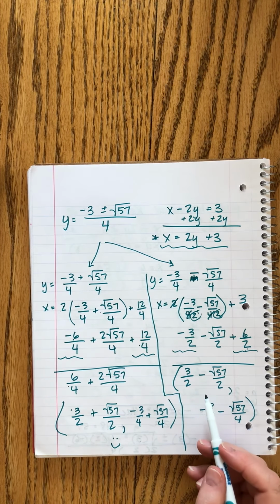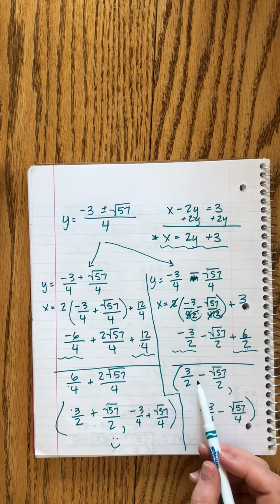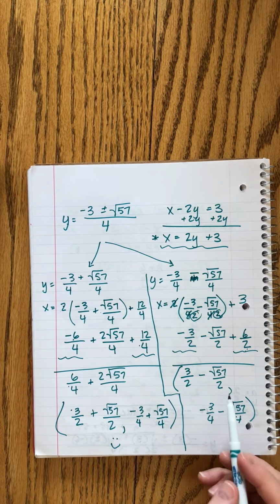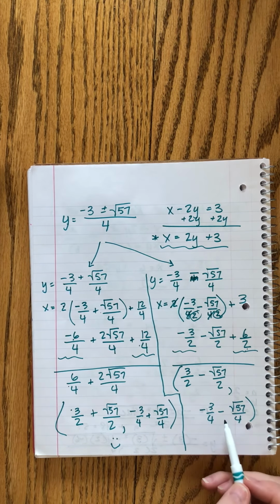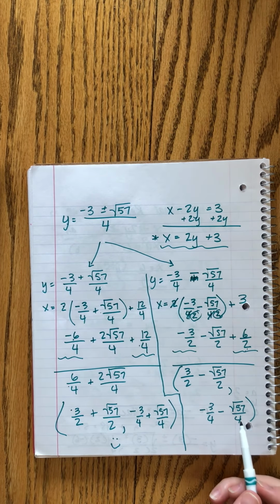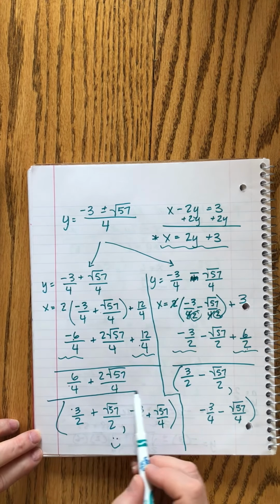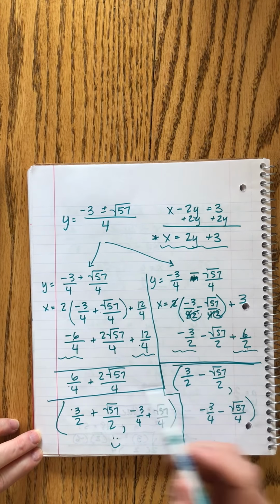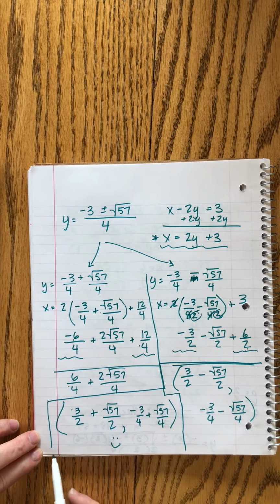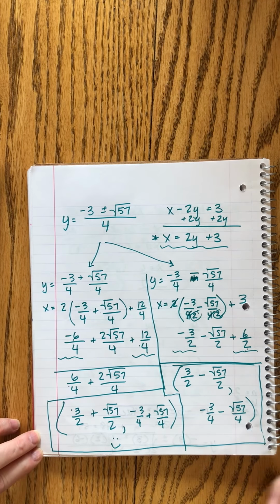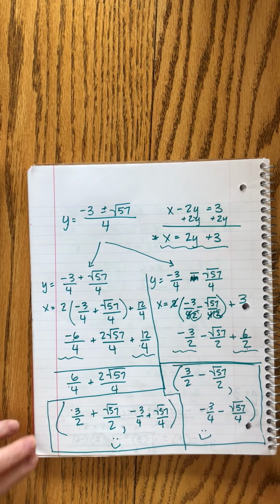Let me double check in the book. Positive 3 over 2 minus square root of 57 over 2, comma, minus 3 over 4 minus square root of 57 over 4. Gracie's barking. She's got things to say about this. Those are the 2 points where our original system of equations intersected. They are scary, irrational points, but they are correct.